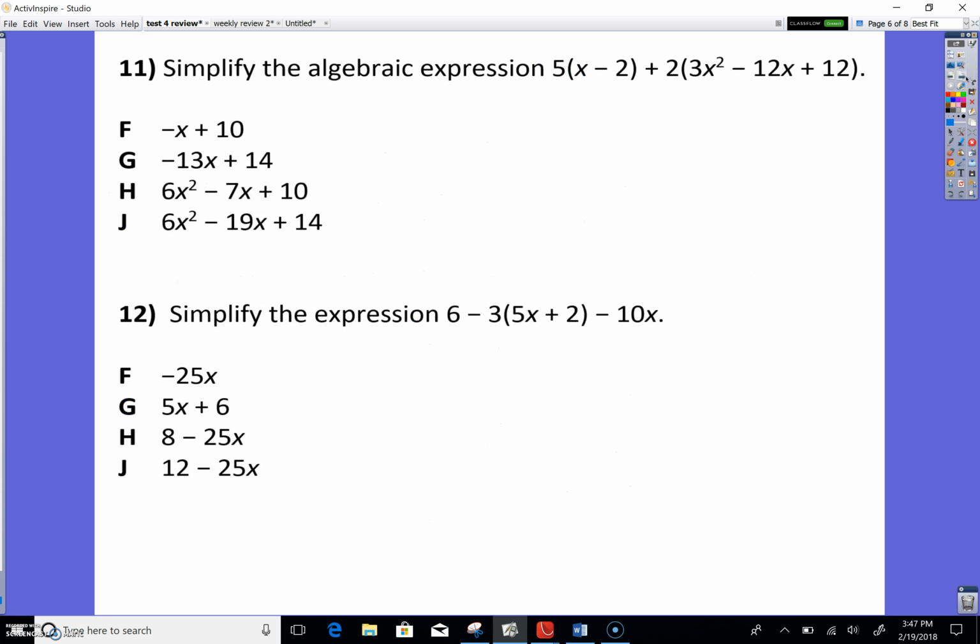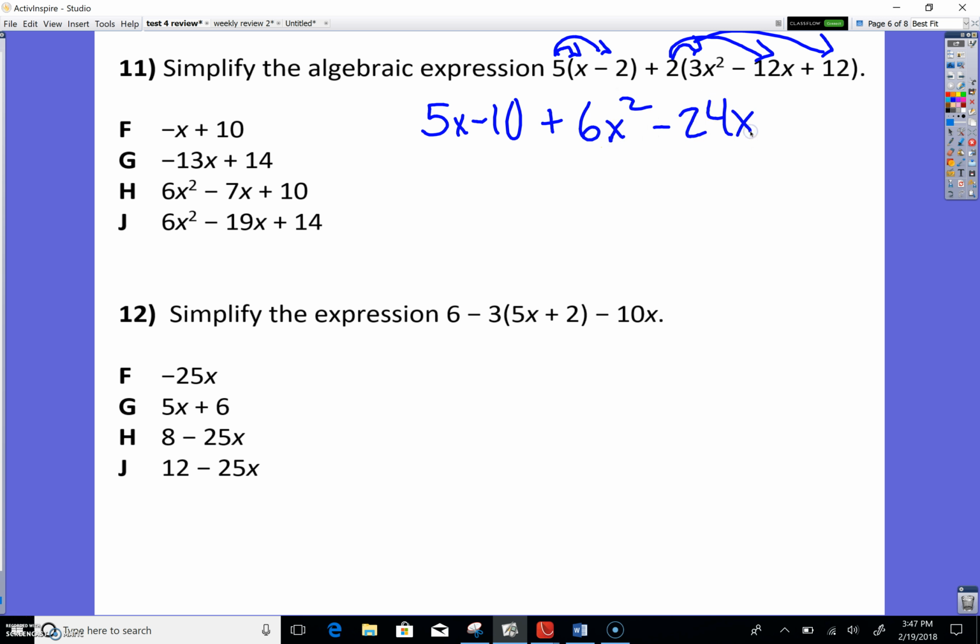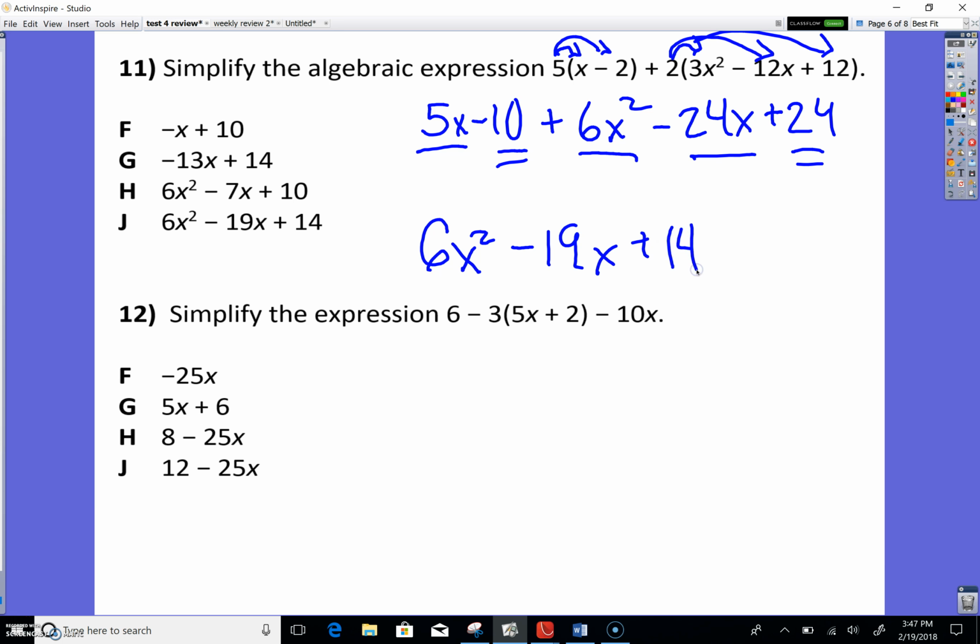11. Simplify. First, we have to do this, okay? 5x minus 10. And we do this. Plus 6x squared minus 24x plus 24. Combine like terms. They like the numbers in front. 5 minus 24 is negative 19x, and then plus 14.